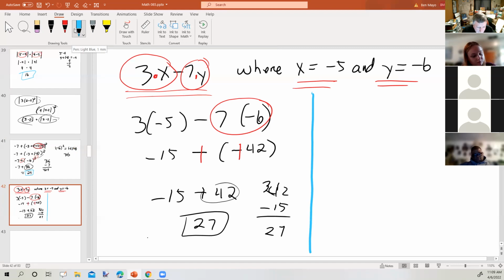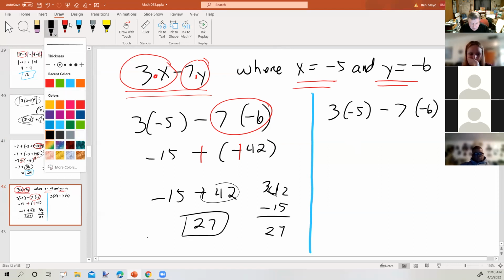Now, I want to show you something. If it confuses you, you're not ready for it, that's great. Don't worry about it. But if you're like, oh yeah, that makes sense, then do this. Let's go from the step where we have 3 times negative 5 minus 7 times negative 6. 3 times negative 5 is negative 15, right? What I want to do, in fact, let's go back here before we even do that.